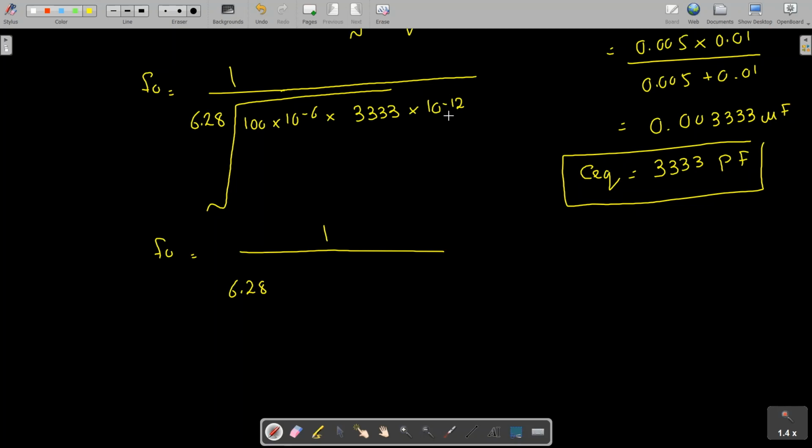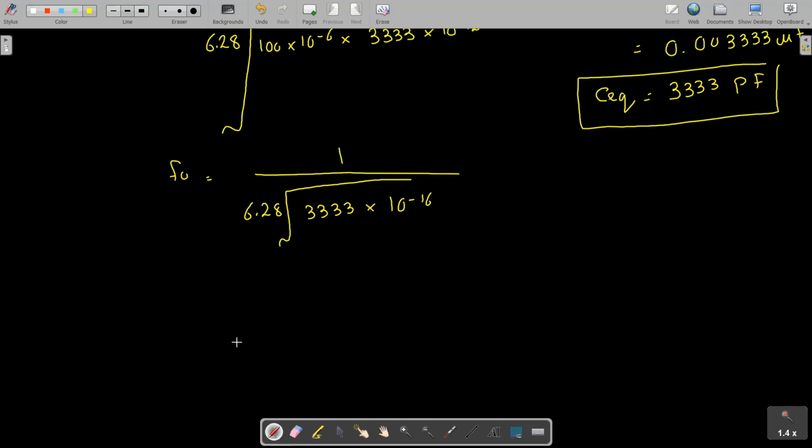So total will be 10 raised to power minus 16. So we are going to have 3333 multiplied by 10 raised to power minus 16, because minus 12 and minus 6 is minus 18, and we have plus 2 over here. This is 10 raised to power plus 2, so that is 10 raised to power minus 16.